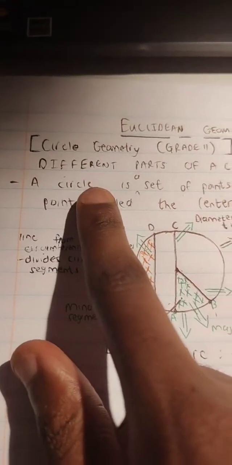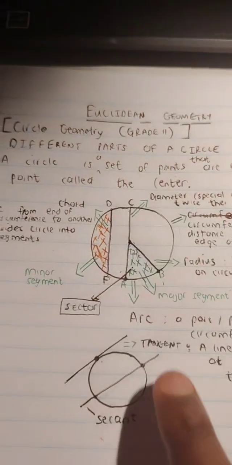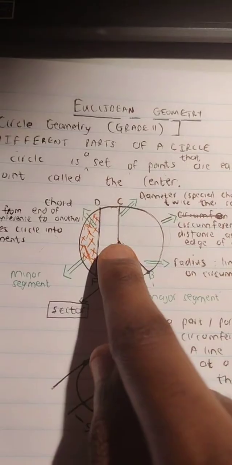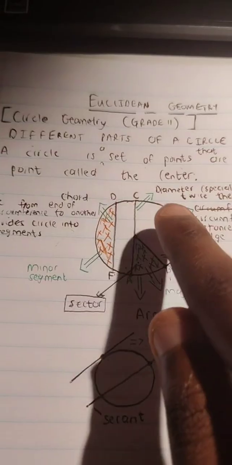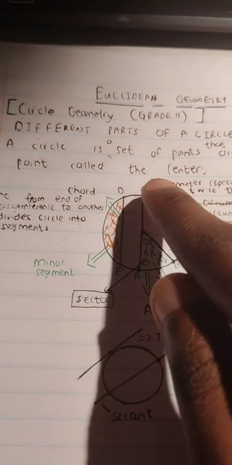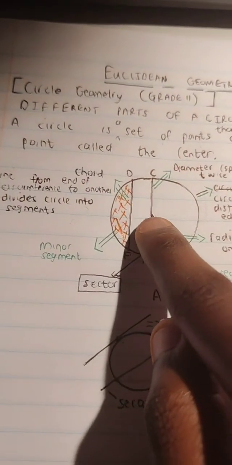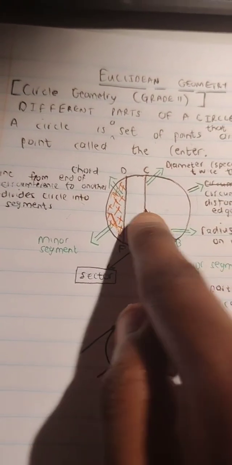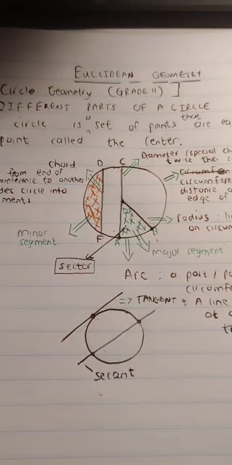What is a circle? We said a circle is a set of points that are equidistant from a fixed point called the center. The center is smack bang there. Okay. So all of the points that make up the circumference that are connected, they are points that are continuous, that join to form a circle. But these points are equidistant from the center. The radius is a line from the center to the circumference.